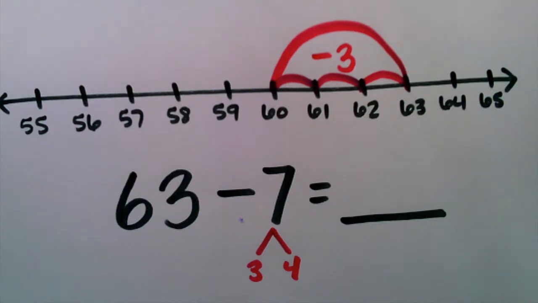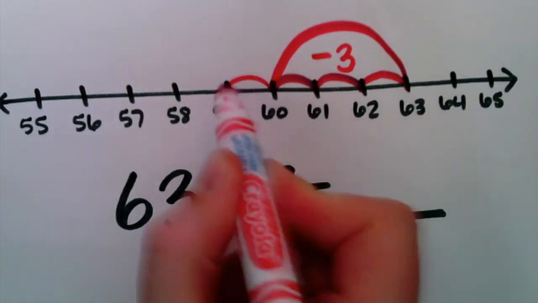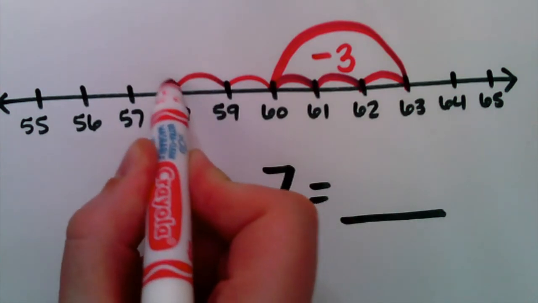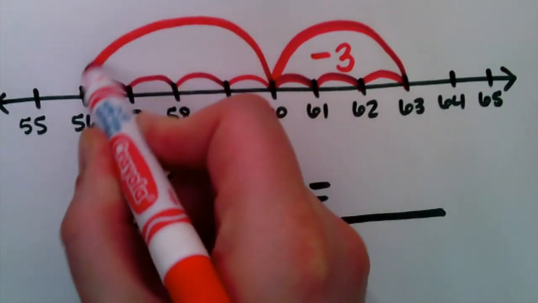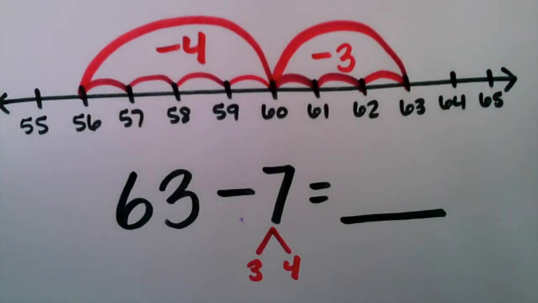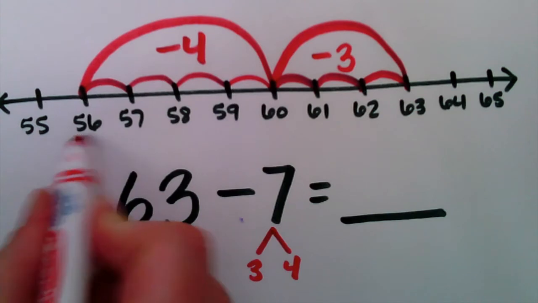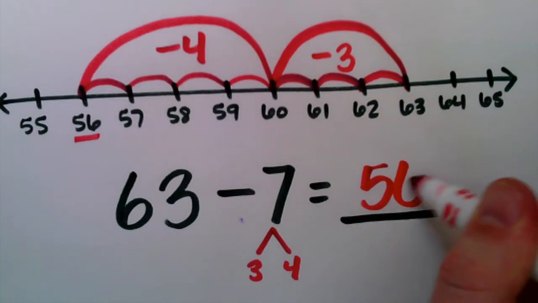How many more ones are there still to be taken away after we've taken away 3 ones from 63? 4 more ones are left over. So now we're going to find that number on the number line. 1, 2, 3, 4. Big jump over there from 60 to 56 and label as a minus 4. Looks like we landed on 56. So I'm going to write that number on my answer line. 56.